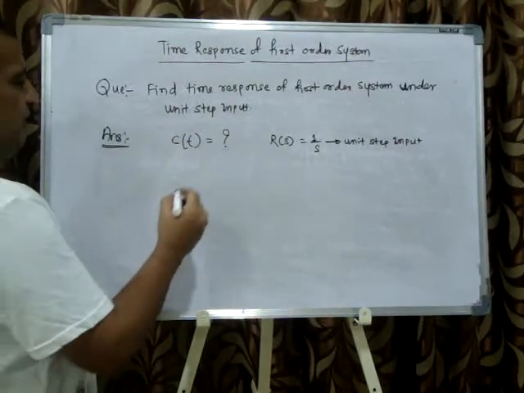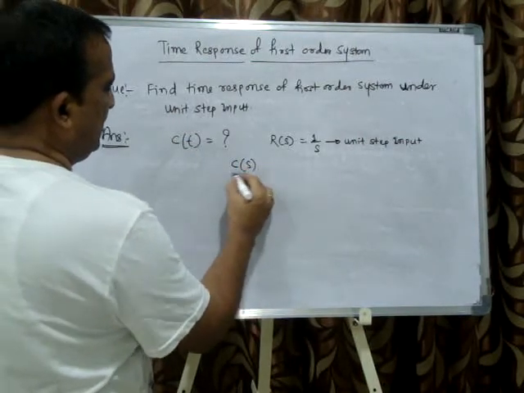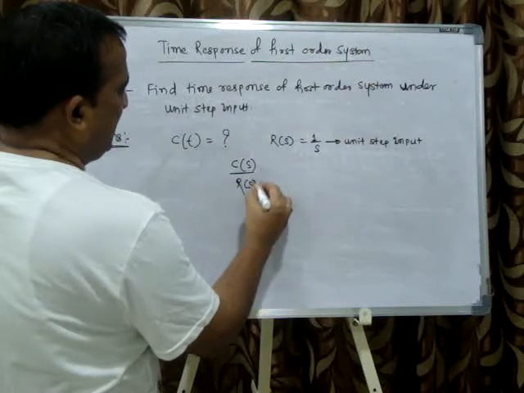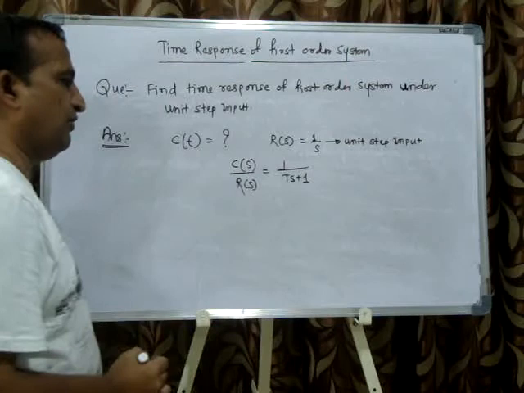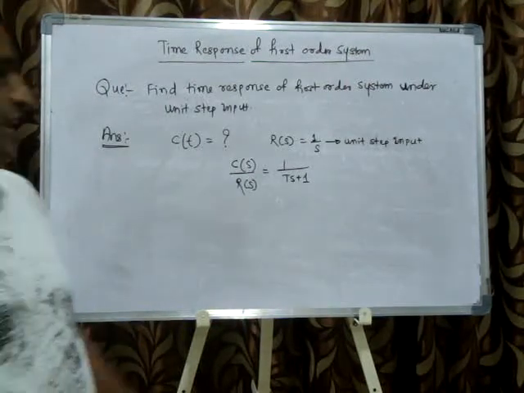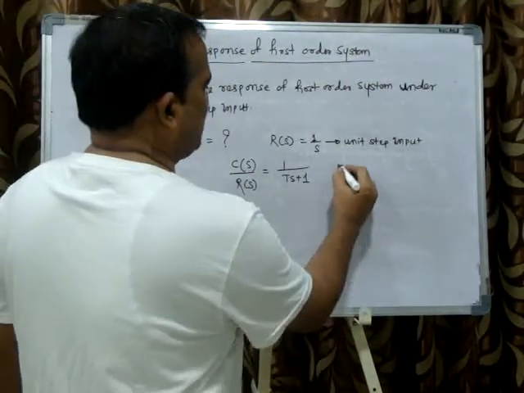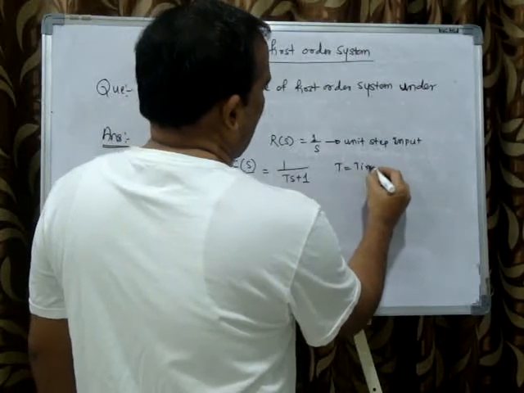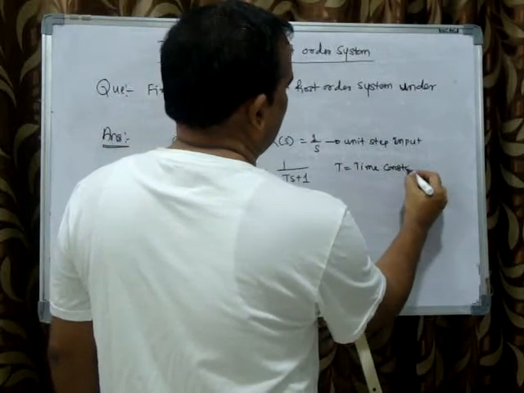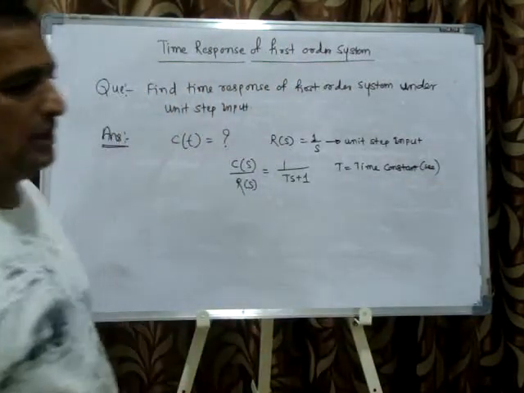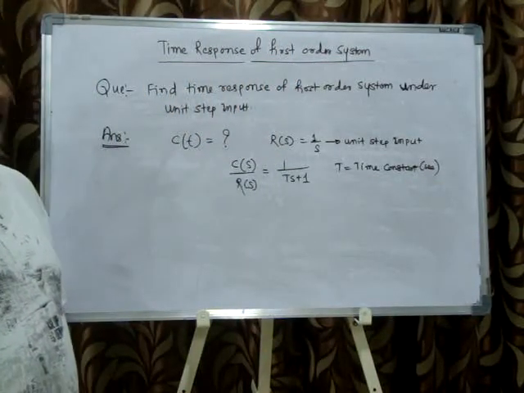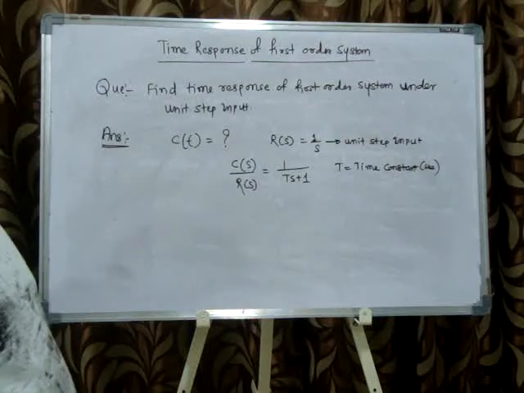And first order, we know the standard form of first order transfer function. T equal to time constant, time constant in seconds. In the RC circuit, T equal to RC, or in the water tank system, already I saw there is AR. T is a constant.